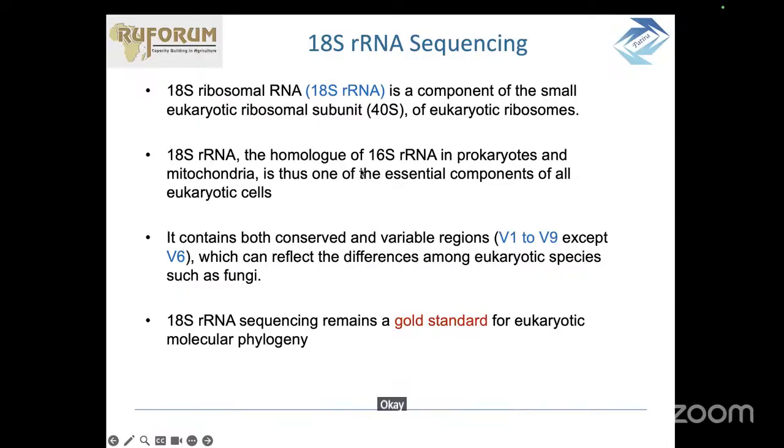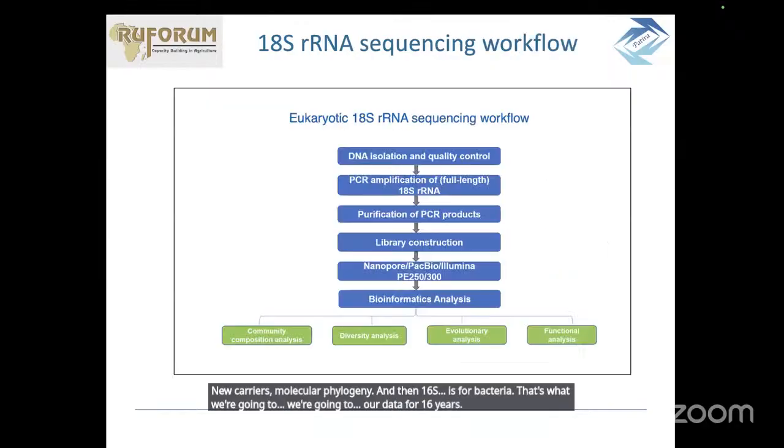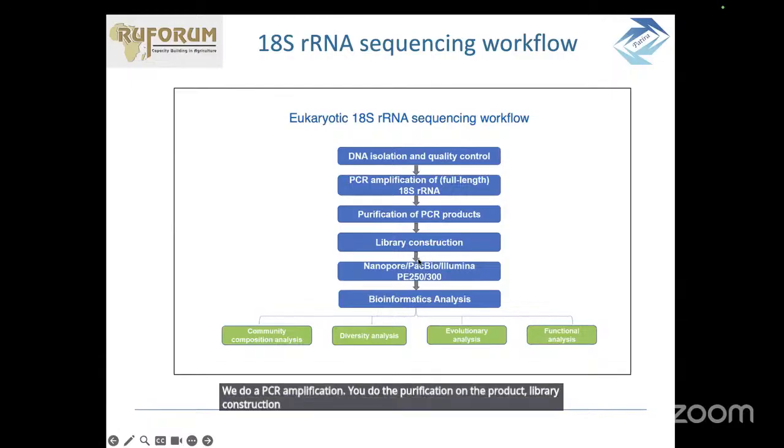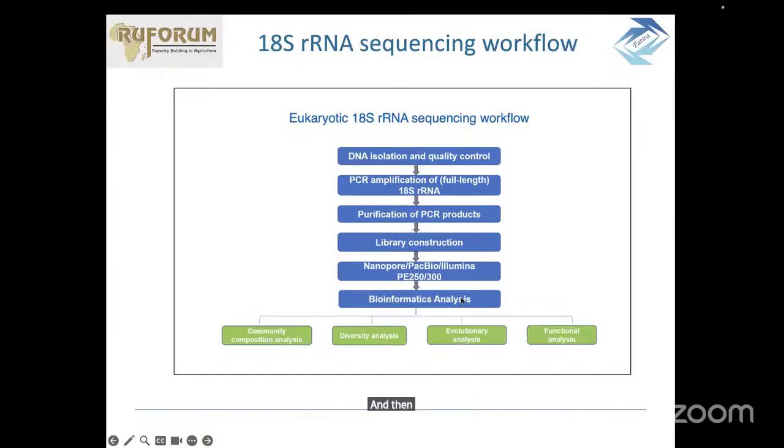It's a gold standard when you're doing metagenomics in eukaryotes, for molecular phylogeny. And then 16S is for bacteria. That's what our data is for, 16S. So this is the workflow when you're using 18S. You isolate your DNA, do PCR amplification, purify the product, do library construction, then send for sequencing. It can be Nanopore, PacBio, Illumina, and so forth. And then bioinformatics picks up from here.